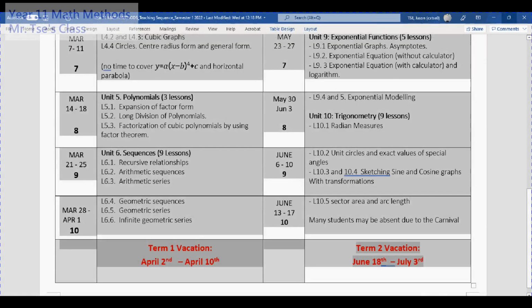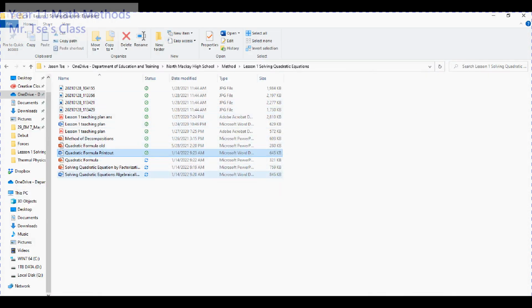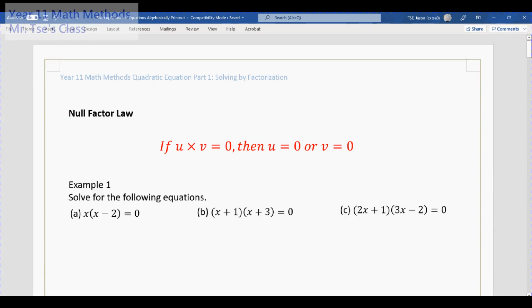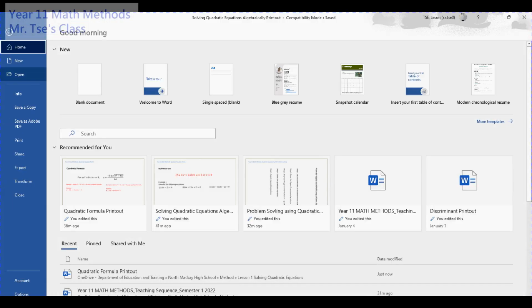Oh, sorry, it's not this one. Should be that one. Okay, so this is solving quadratic equation by factorization.